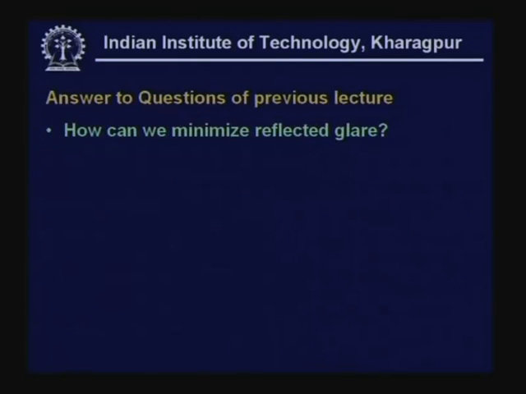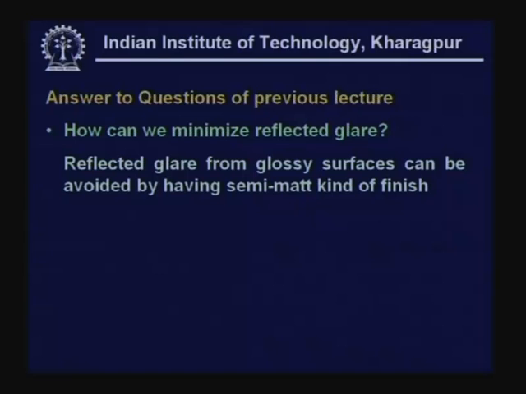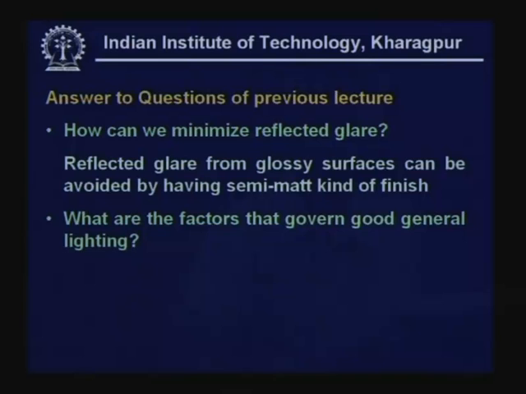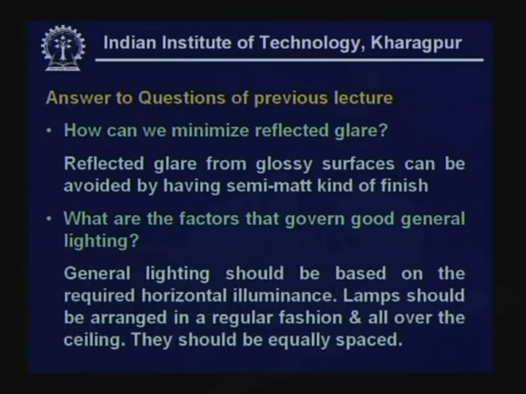How can we minimize reflected glare? Reflected glare from glossy surfaces can be avoided by having semi-matte kind of finish. What are the factors that govern good general lighting? General lighting should be based on the required horizontal illuminance. Lamps should be arranged in a regular fashion and all over the ceiling. They should be equally spaced. This becomes very important because general lighting together with the local lighting enables avoiding glare to a very large extent.